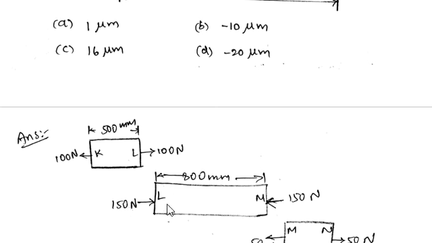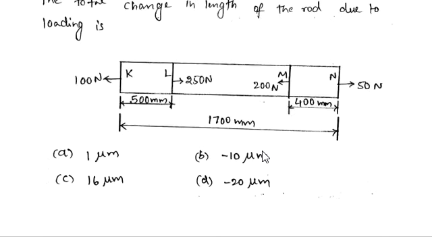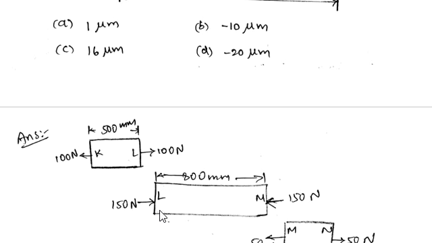So it is 150 towards right, which means on this side it is 150 towards left for this free segment LM. And if you see the length, this is 500, this is 400, and the remaining will be 800, because a total of 1700 is given. So 500, 400, 900, and if you add the remaining 800, you will get 1700. So this LM length will be 800 mm.